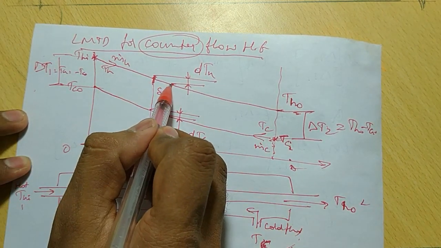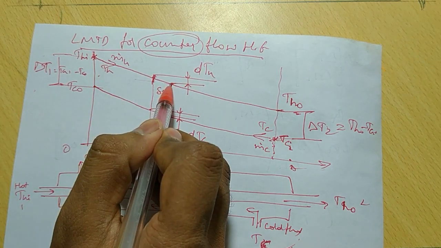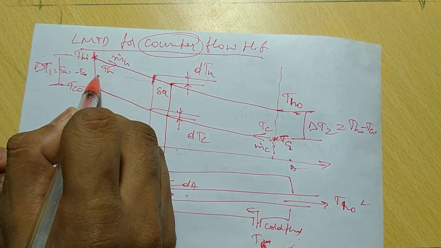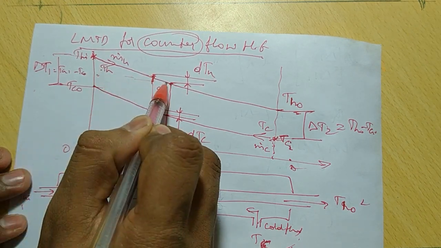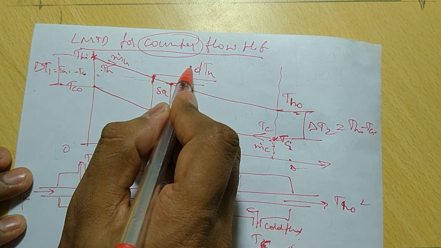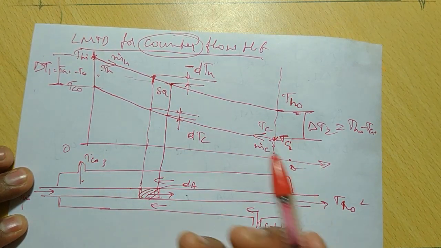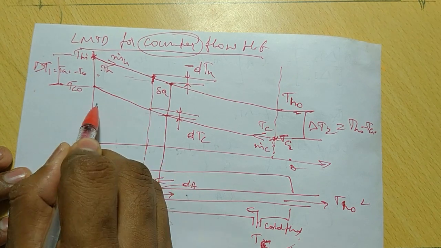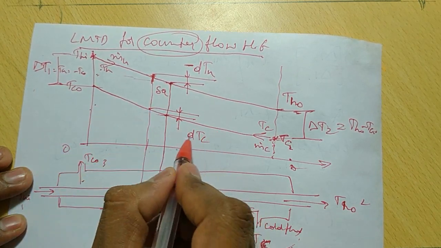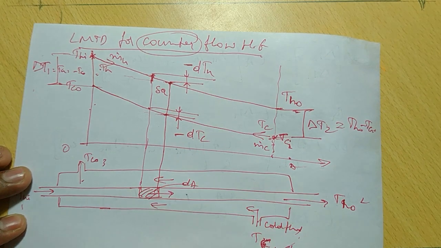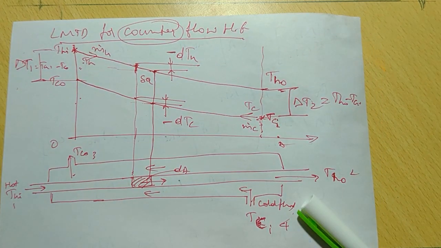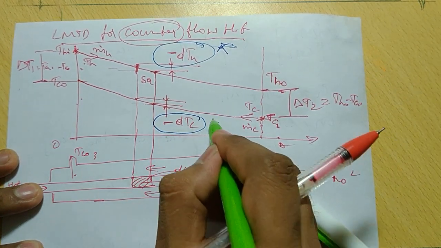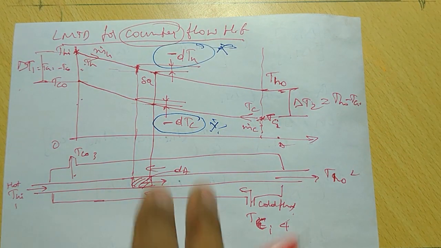Once again, the T2 minus T1: this is the lowest value and this is the highest value. Lowest value minus highest value, so what happens? Minus DTH. In the same way, here also, this is the lowest value, this is the highest value. Lowest value minus highest value, look at the negative sign. This is very, very important for the sign convention. Only this sign convention will change.